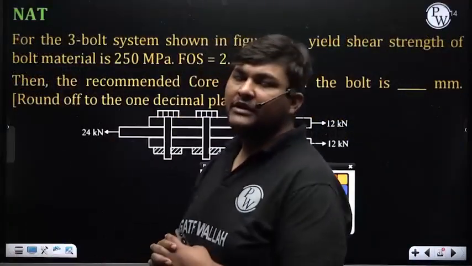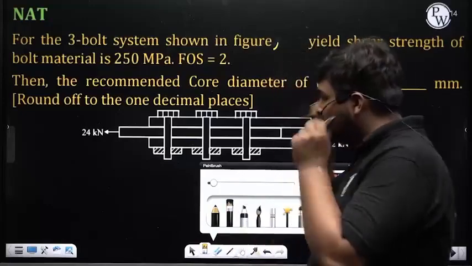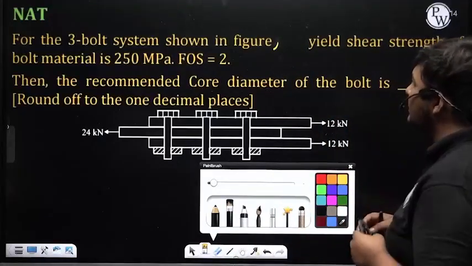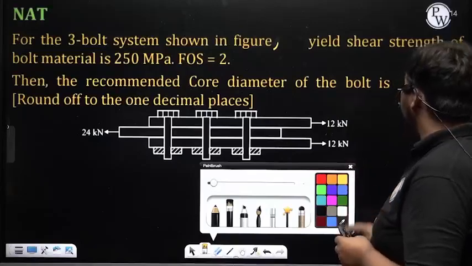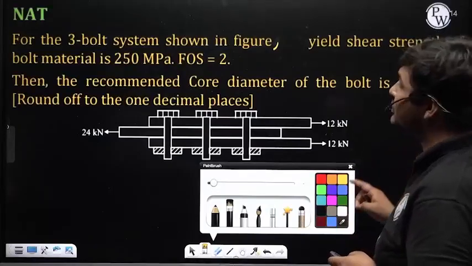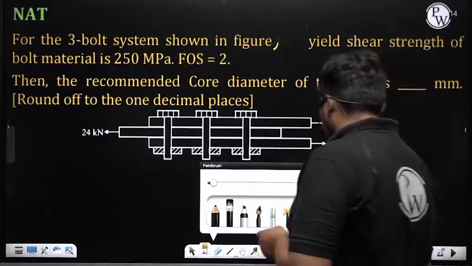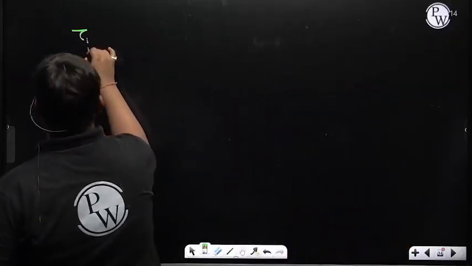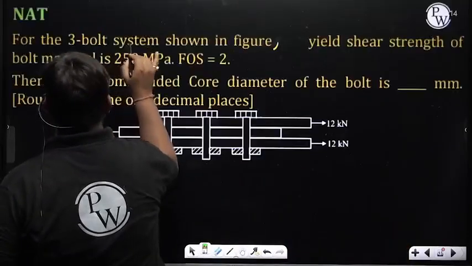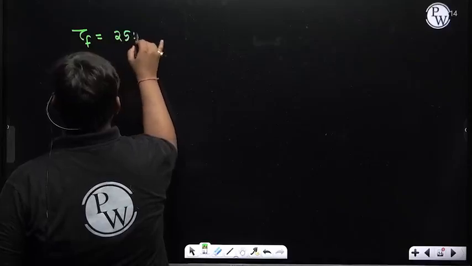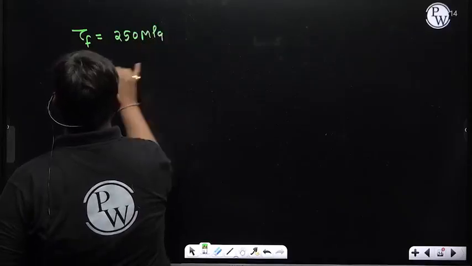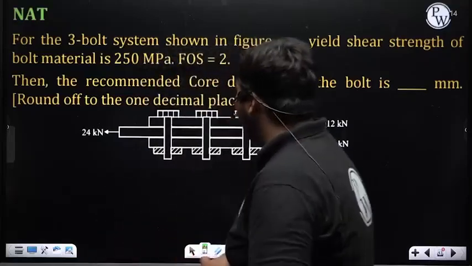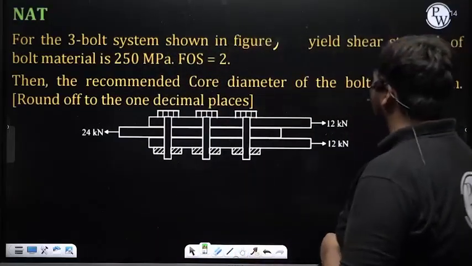So students, now we'll discuss the solution of this question. This is a numerical answer type question. The question says, for the 3 bolt system shown in the figure, the yield shear strength of the material is 250 megapascal. So here the yield shear strength is given directly. Suppose I am denoting shear strength as tau f, so it is 250 megapascal. Factor of safety is 2. Now we have to find the recommended core diameter of the bolt in mm.